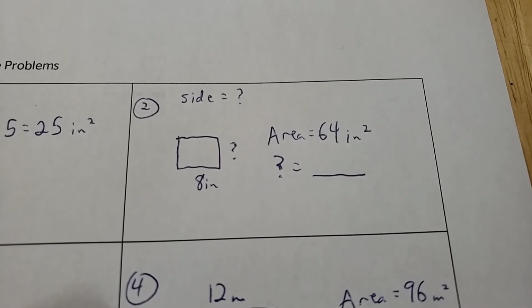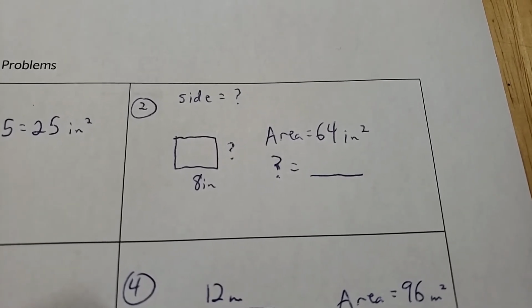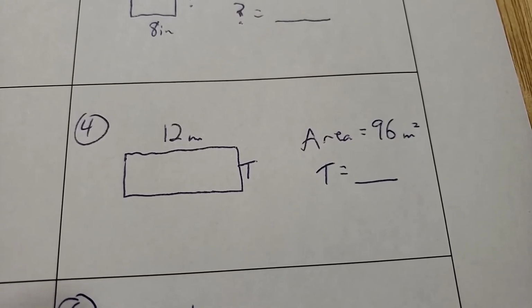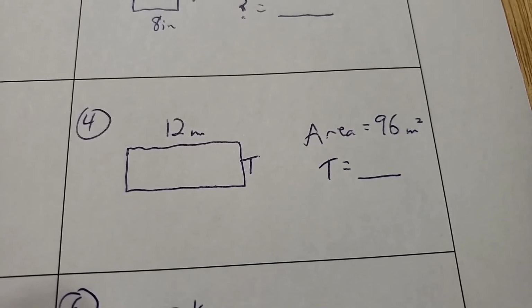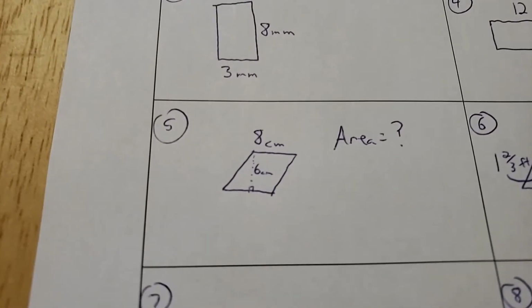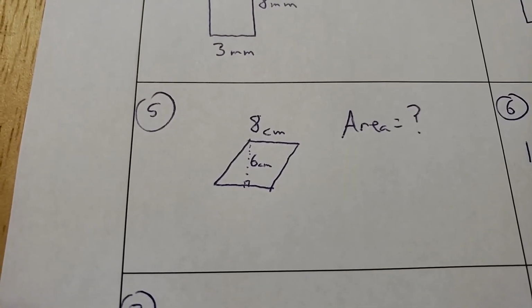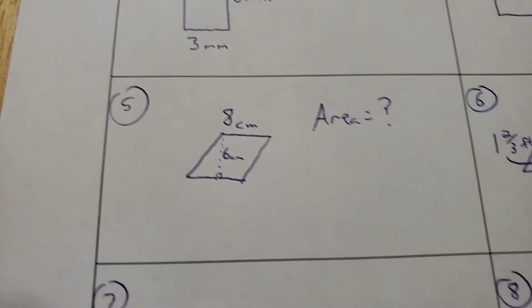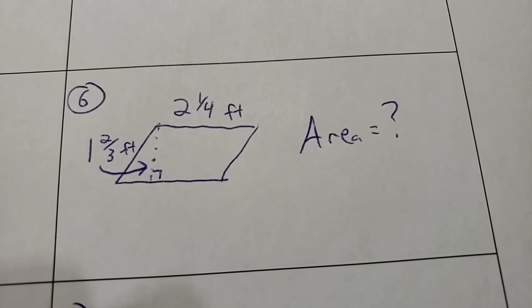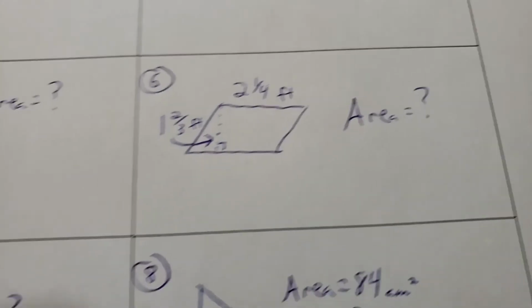So this one, you have a side length of 8, area 64. You've got to find what the missing side is. You've got a rectangle here. It's a 3 by 8 rectangle. Find the area. And number 4, looks like we've got a missing side to a rectangle, but they do give you the area, so you can solve for that missing side. You have a parallelogram where you have all the measurements that you need right there for you. Find the area of that parallelogram. And you have a parallelogram again, trying to find the area. Just happen to work with mixed numbers this occasion.